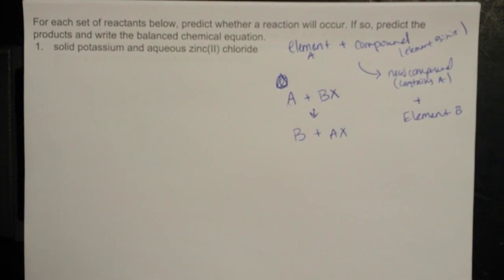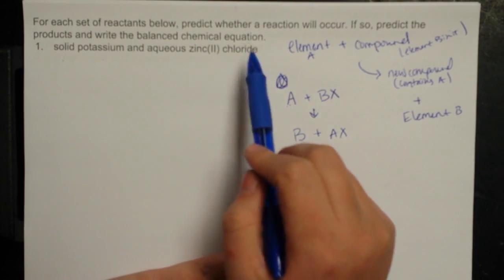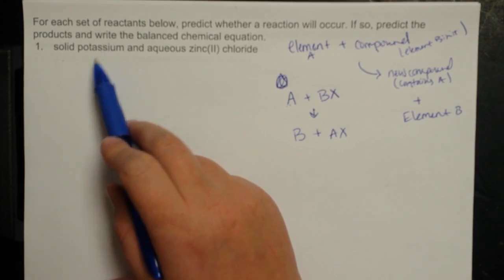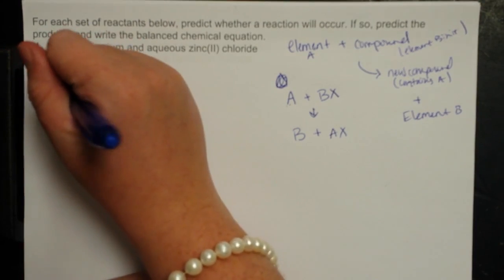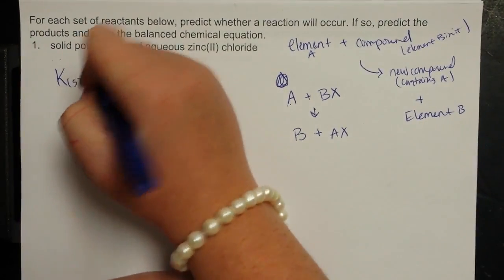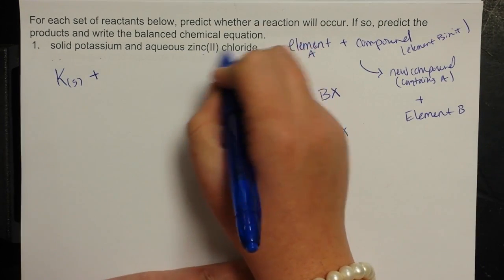So let's look at our reactants. We're going to practice having to write them out first and then even predict whether the reaction would occur or not. Okay, so we're going to have solid potassium and aqueous zinc 2 chloride reacting. Okay, potassium is an element and it is not one of our diatomic, so we just write K for potassium, and it's a solid. And we're going to put it with zinc 2 chloride. And this is a compound.